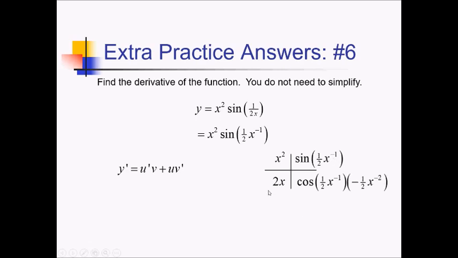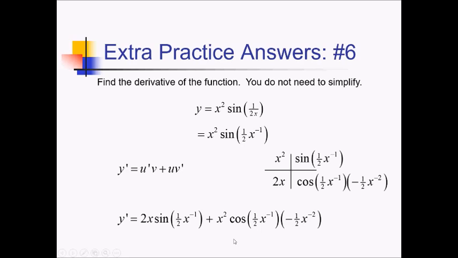And now it's time to do the ribbon and put it all together. So we've got y prime equaling 2x times sine of 1/2 x to the negative 1. That's u prime v right there. And now for uv prime, that's going the other way on the ribbon. We have x squared times all this stuff with cosine.